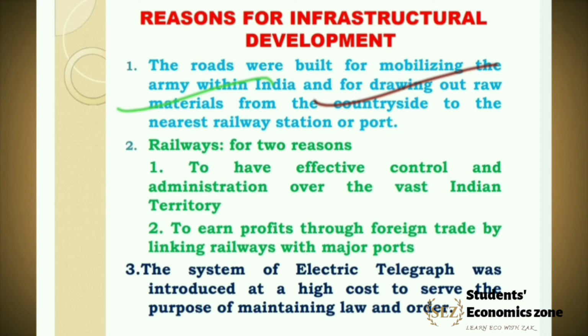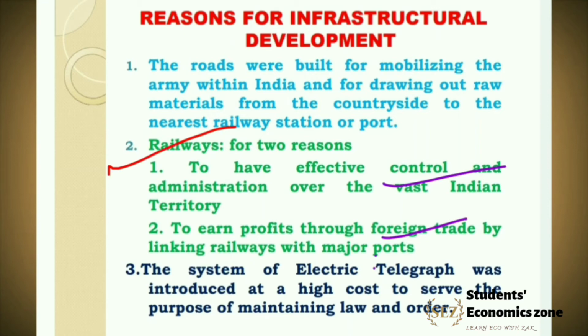The roads were built for mobilizing the army within India and for drawing out raw material from the countryside to the nearest railway station or port, and to send these to England or other foreign destinations. That means roads were built for mobilizing army people within India, and at the same time for sending raw material from village areas to the nearest railway station or port, to send this raw material to England or other destinations. Then the second one, that is railway.